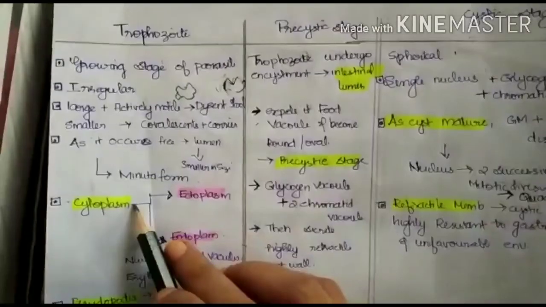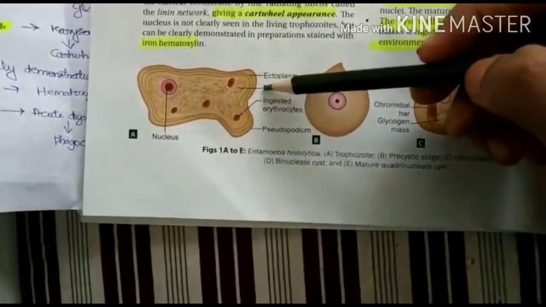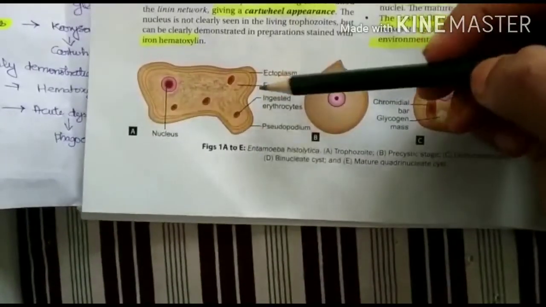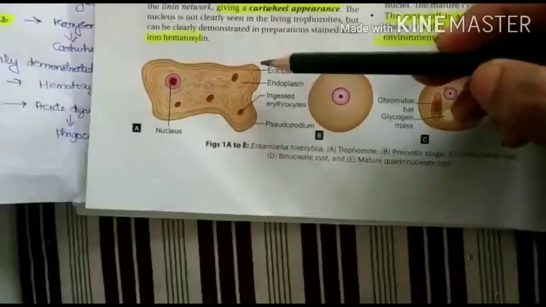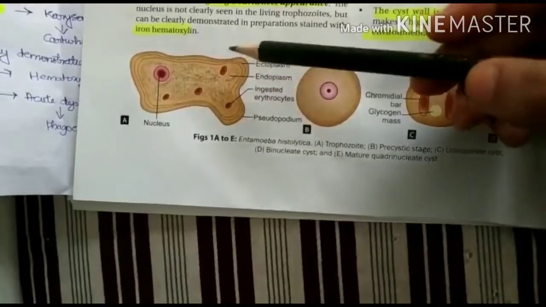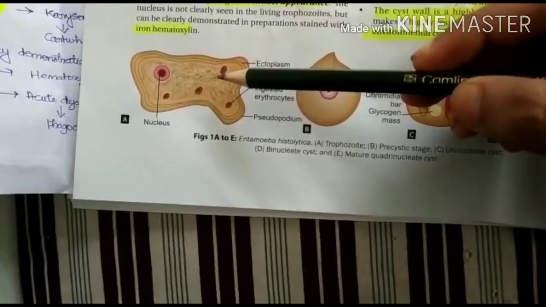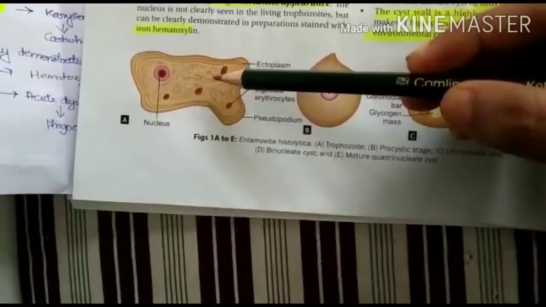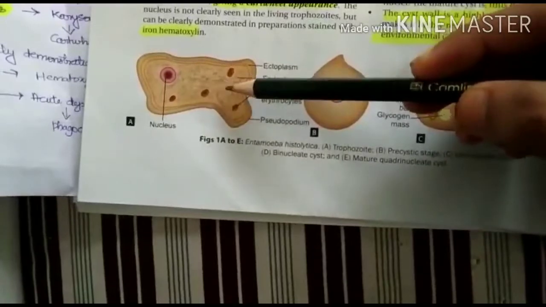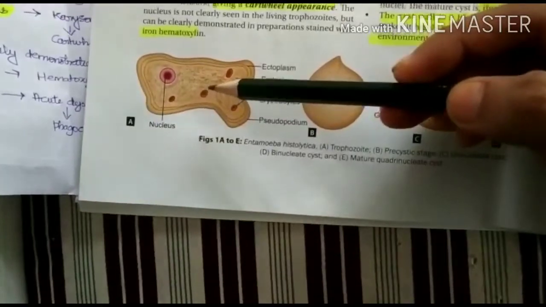Then coming to the cytoplasm, it has an ectoplasm and endoplasm. This is the figure of the Entamoeba histolytica. Now you can see the ectoplasm and the endoplasm. The outer ectoplasm is clear and transparent, and the inner endoplasm has fine granules. It looks like a glass appearance. Then it has food vacuoles, then a nucleus, erythrocytes, and occasionally leukocytes.